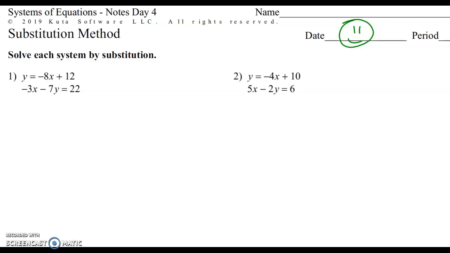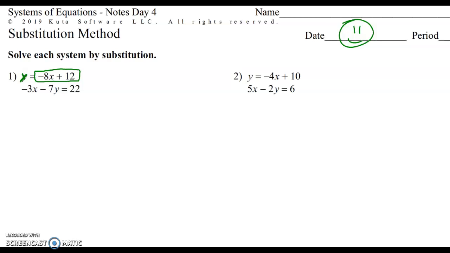So the first step you have to do is you have to solve one of the equations for either x or for y. So in this first question here, I would solve the top equation for y because it's already done for you, right? Y equals negative 8x plus 12. So that means y is the same thing as negative 8x plus 12. I know that equation is solved for y because it's y equals. Y is alone on one of the sides.